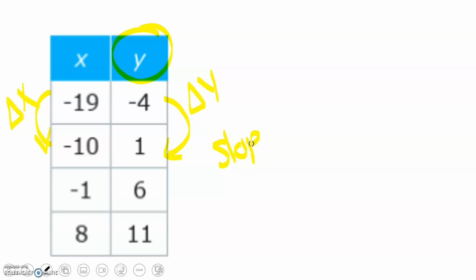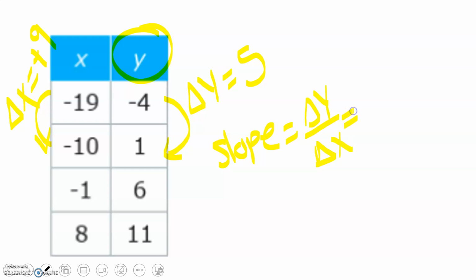So our slope is, how much change is there between -4 and 1? Well, that is a change of +5. And then in our x, we went from -19 to -10. That is a change of +9. So our slope is our change in y, right, our rise, over our change in x, our run. So 5 over 9. That is it.